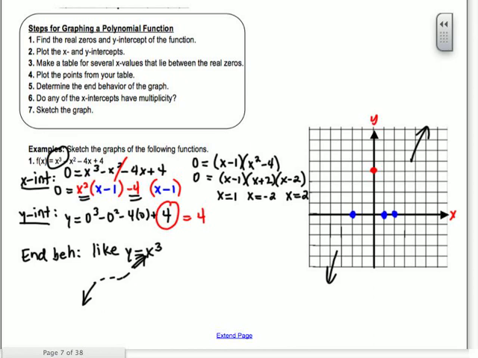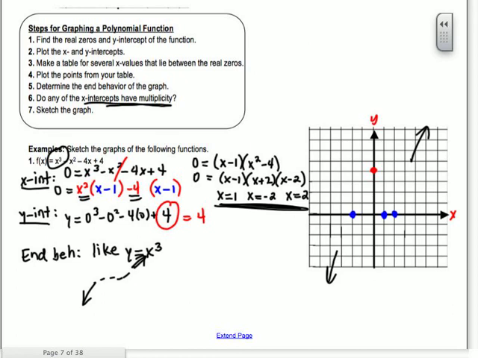And then number 6 says, do any of the x-intercepts have multiplicity? We'll talk more about that later, but basically, is there a value for your x-intercept that was listed twice? Like, see how I had 1, negative 2, and 2? If I had one that was listed twice, like x equals 1, x equals 1, 2, then at 1 it's doing something special. At 1 it would come in, and it would hit it like a parabola and then pop back up. Okay, but we'll see those later.